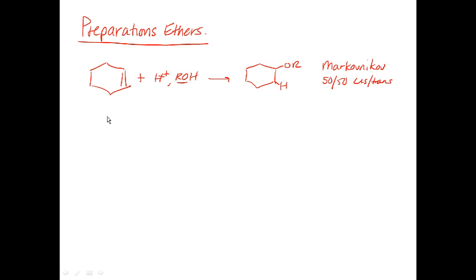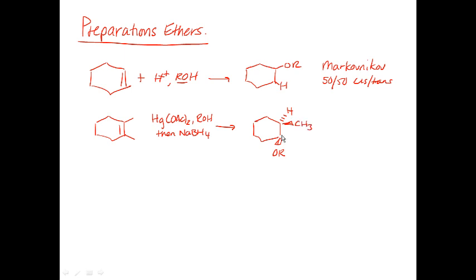The other way to make an ether is to modify the alkoxymercuration demercuration, and that would be to use mercury acetate, use an alcohol, and then you would add NaBH4 in the second step, and that reaction then would add an H and an OH, but now it adds the OR group, trans. So in this case, we would form this, our major product.